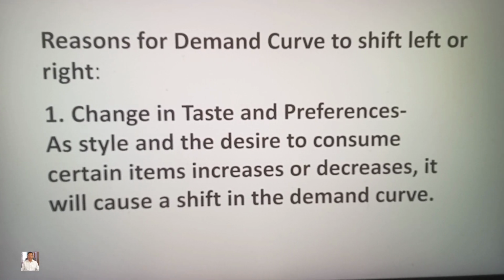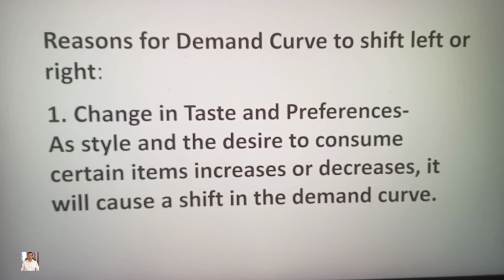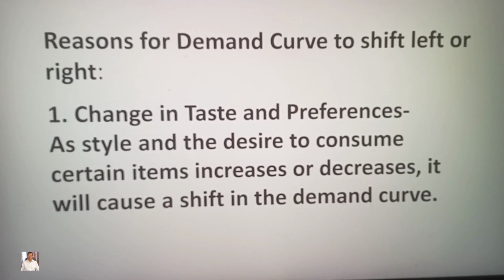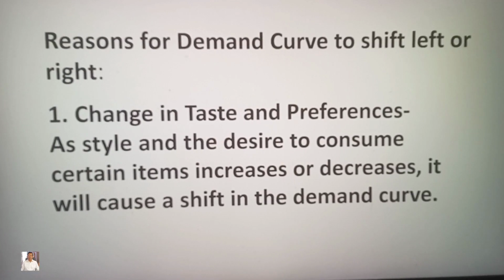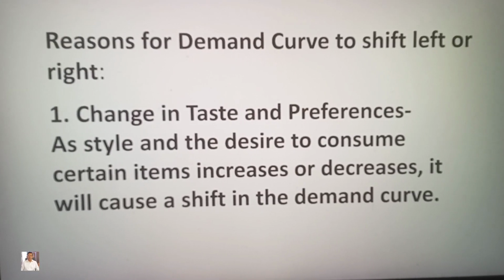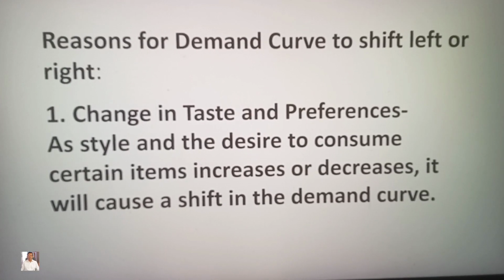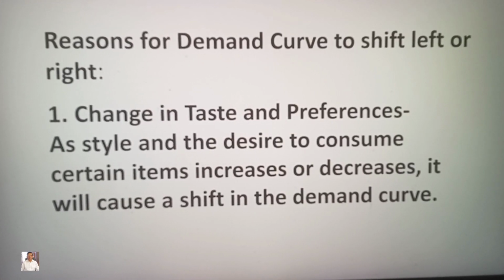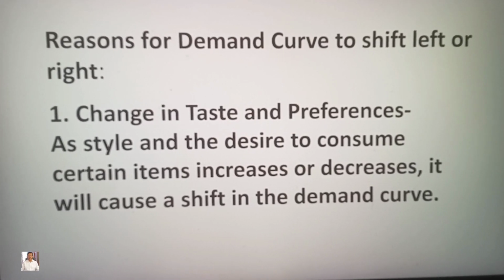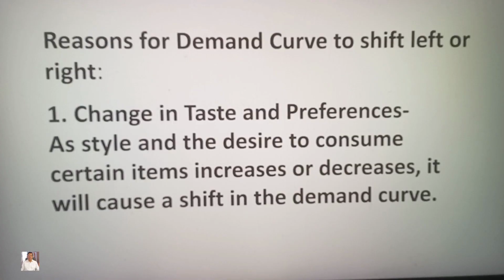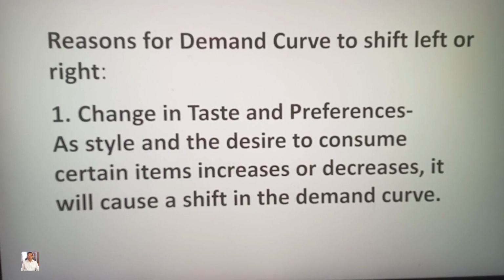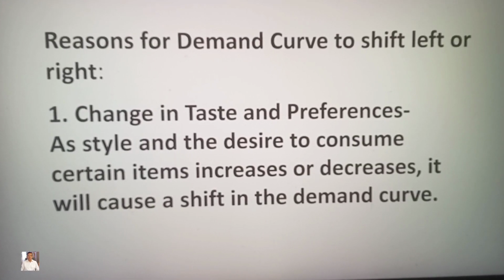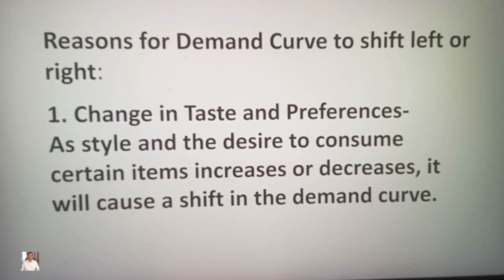For example, drinks that have a lot of sugar became less desirable in recent years. That means the taste and the preferences of consumers have changed. With this change in demand, the demand curve for sugary drinks shifts to the left. If something has become more popular recently, like electric vehicle, then that increase in preference will cause a shift to the right.